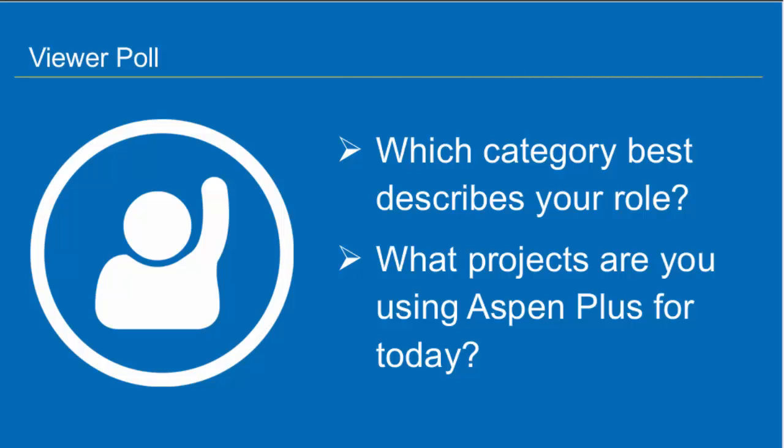Okay, so at this point, we're going to get ready to do the Q&A. As you can see on your right, two polling questions popped up. One is to describe your role, and the second is to answer what projects you're using Aspen Plus for today. So please just answer those quickly, and then we'll go to the Q&A part.